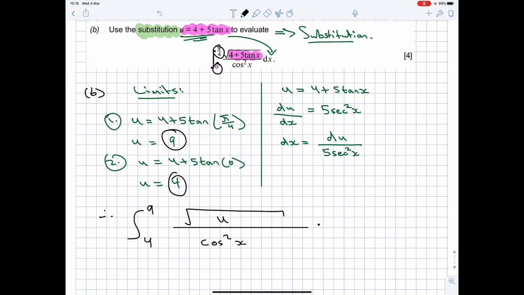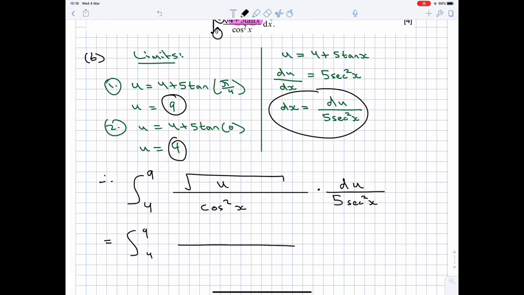So we're going to times it by this here. So we now know dx is du over 5 sec squared x. And the reason we do that is going to become very clear now. So we've got du over 5 sec squared x.